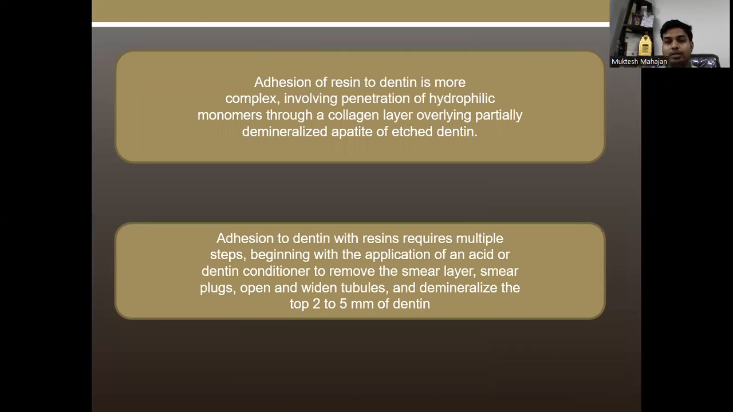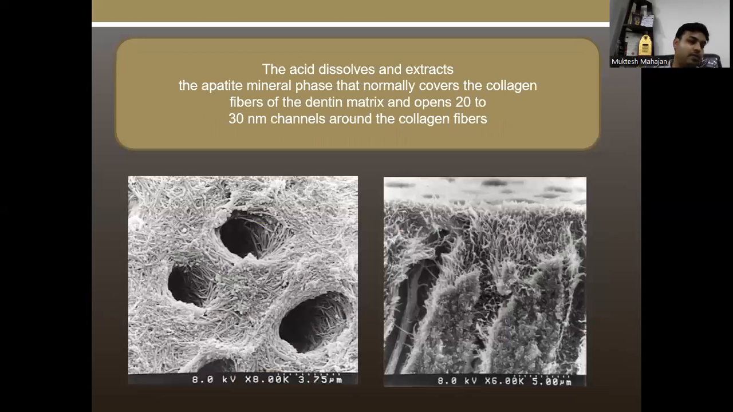Adhesion to dentin with resins requires multiple steps, beginning with the application of an acid or a dentin conditioner to remove the smear layer and the smear plug, open and widen the tubules, and demineralize up to 2 to 5 microns of the dentin. The acid dissolves and extracts the apatite mineral, exposing the collagen fibers of the dentin matrix and opening 20 to 30 nanometer channels around the collagen fibers.